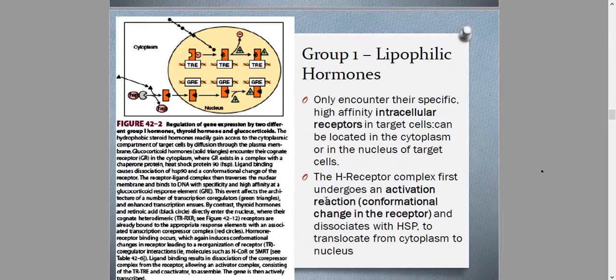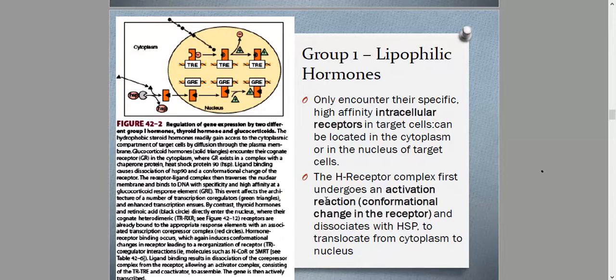So our glucocorticoid receptor complex now traverses or passes through our nuclear membrane, our nuclear envelope, and these complexes will be able to bind to specific portions of DNA that showcase specificity and high affinity for the receptor hormone complex. So these areas of the DNA are said to be response elements.